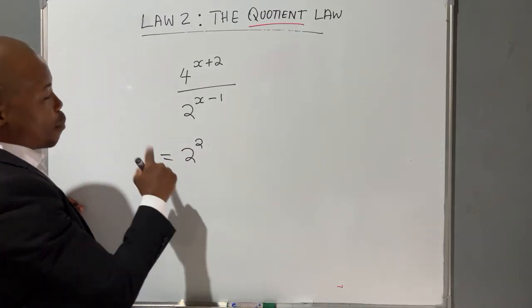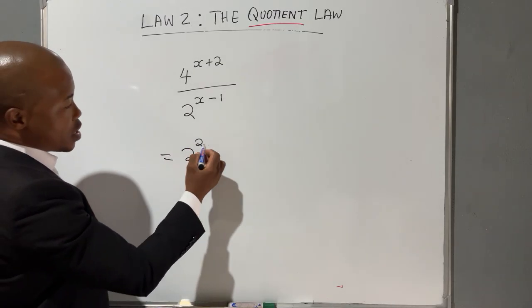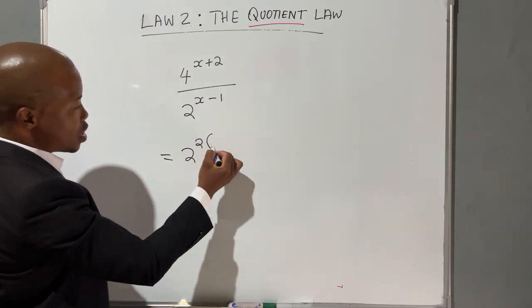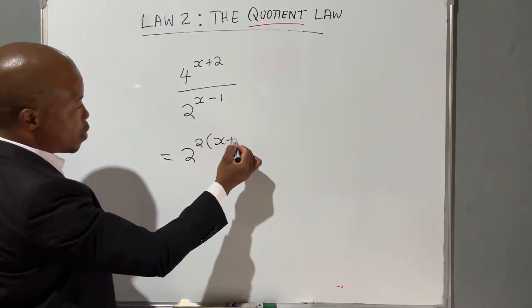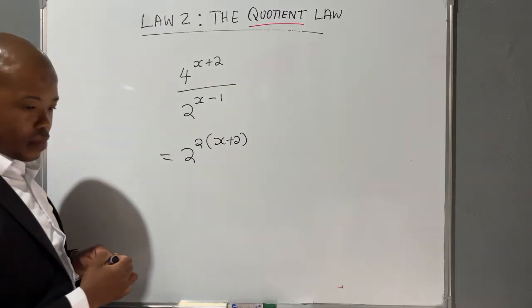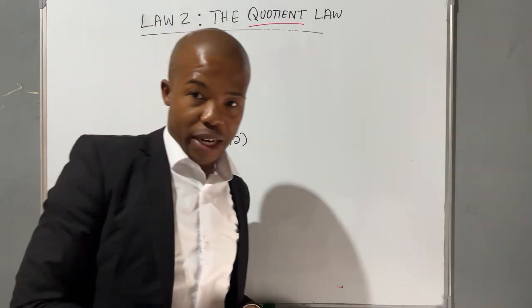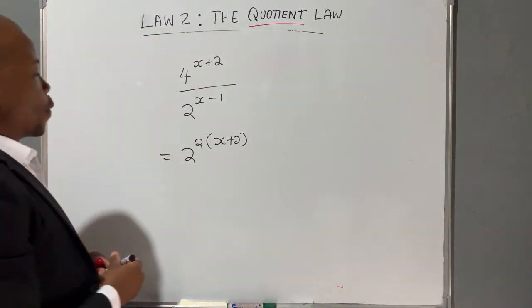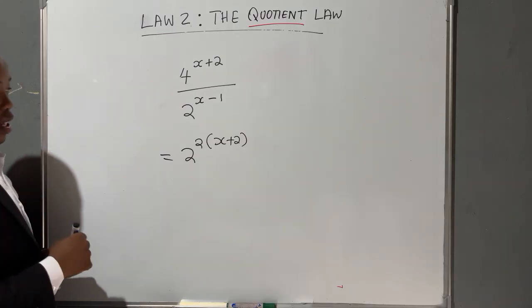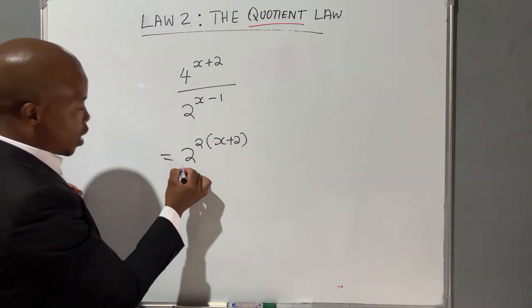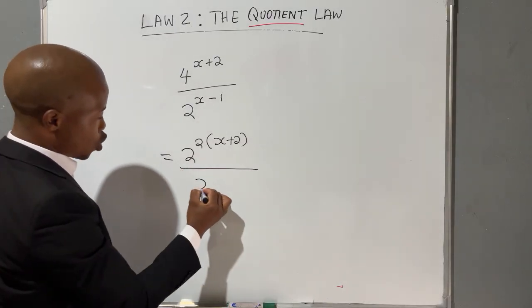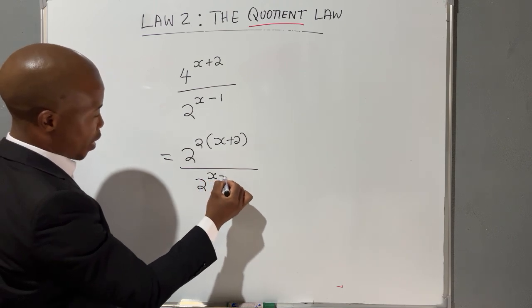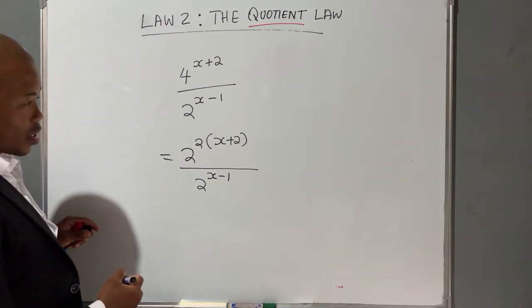But because you are writing it in this form, that exponent there, put it in brackets: x plus 2. Put it in brackets, right? I'm going to explain. Over 2 to the exponent x minus 1, right?